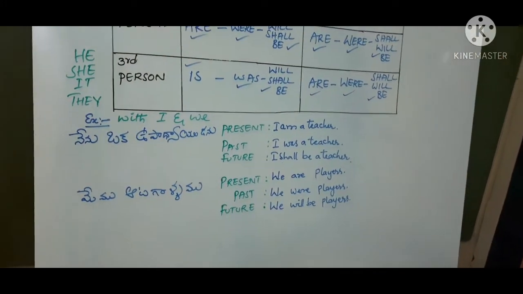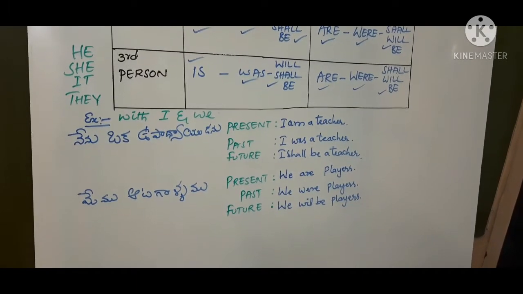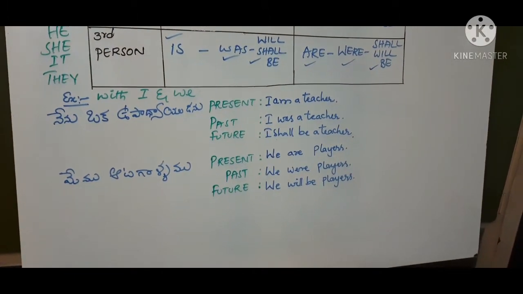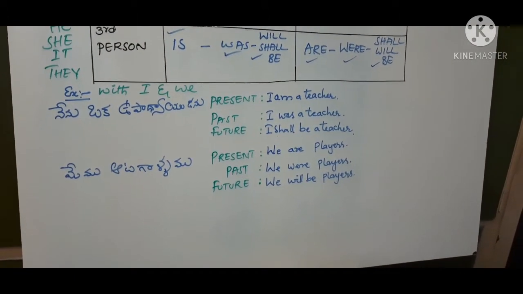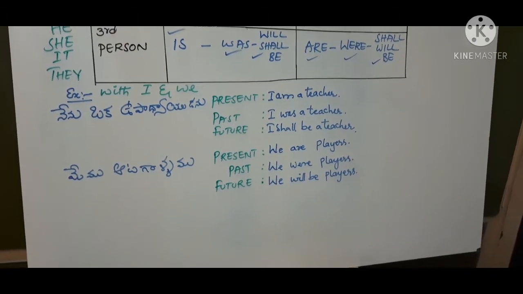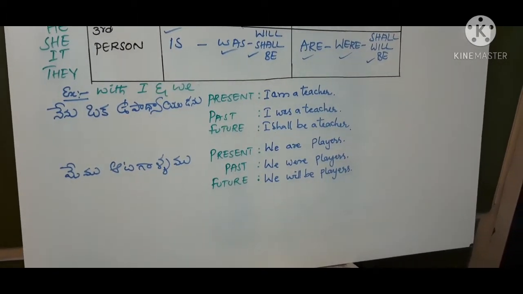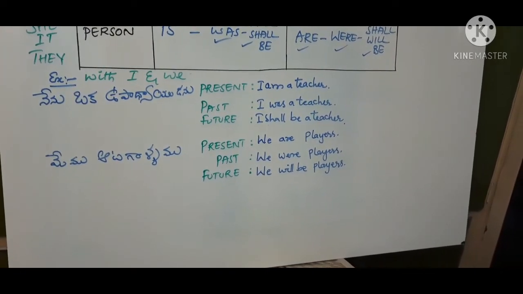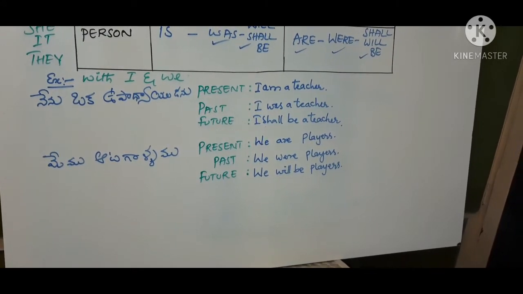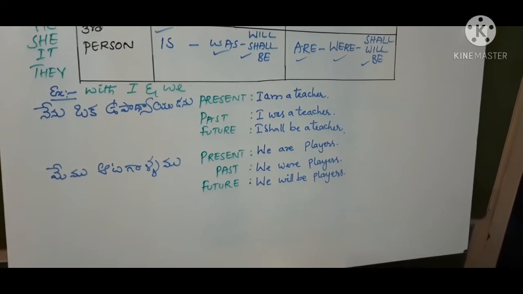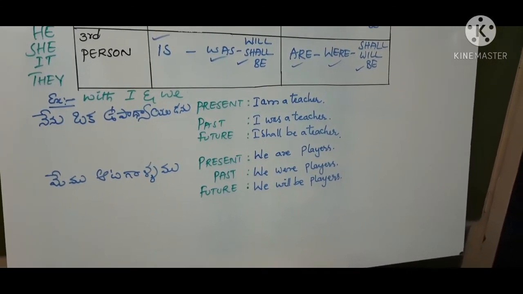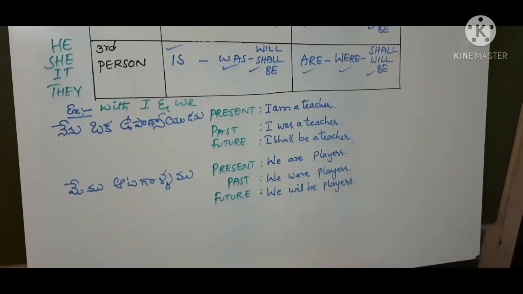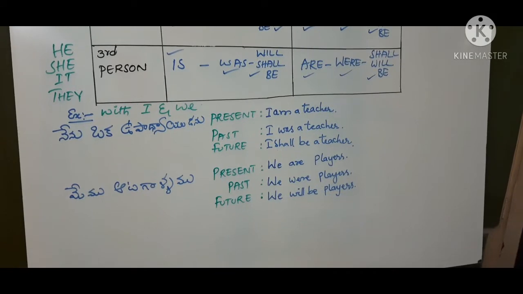Let us see plural. We, 'మేము ఆటగాళ్ళము.' Here you can see some sentences for present, past and future. We are players. 'Is' is not to be used for plural nouns. We are players for present. We were players for past. We will be players for future. So here am, was, shall be, are, were, will be are be forms. You can understand a lot from these examples.